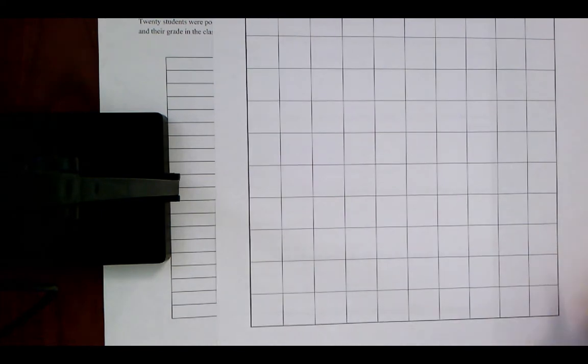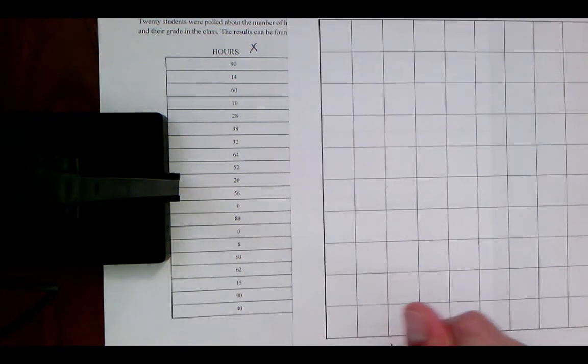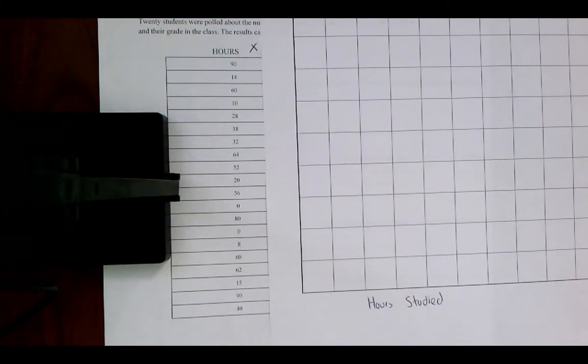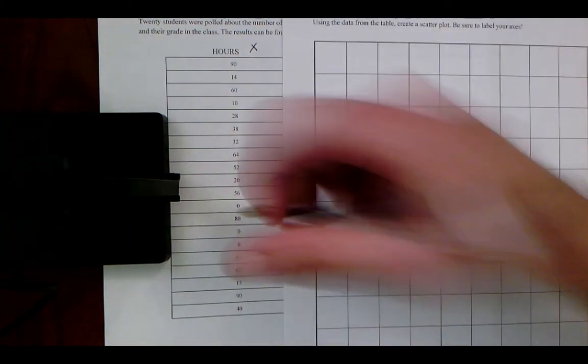Remember that the x-axis is down here. It's the one that's going horizontal. In this case, we said that the x-axis represents hours studied. So I'm going to have hours studied here on the bottom, and then on the y-axis we have grade. So over here I'm going to put grade.